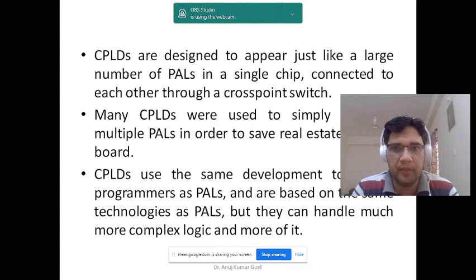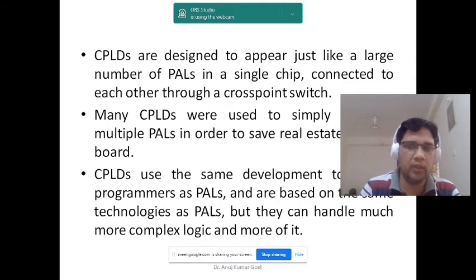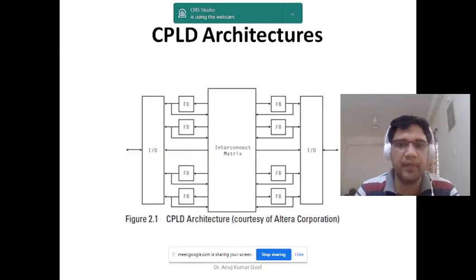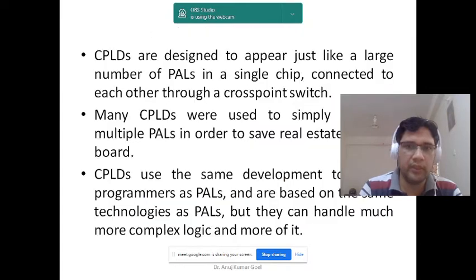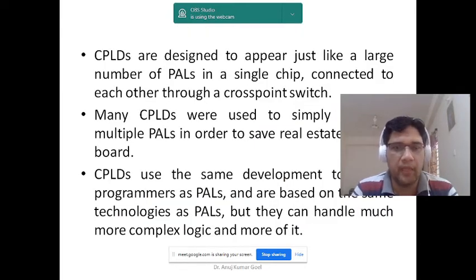CPLDs are designed to appear just like a large number of PALs in a single chip. Okay, as I told you, what are FB, functional blocks? Functional blocks themselves are the PALs. A large number of PALs are there in the functional blocks. So that is why it is written here, CPLDs are designed to appear just like a large number of PALs in a single chip, connected to each other through a cross point switch. These are connected with the help of the interconnect matrix. Interconnect matrix is also called the cross point switch. Many CPLDs were used to simply combine multiple PALs in order to save real estate on a PC board.